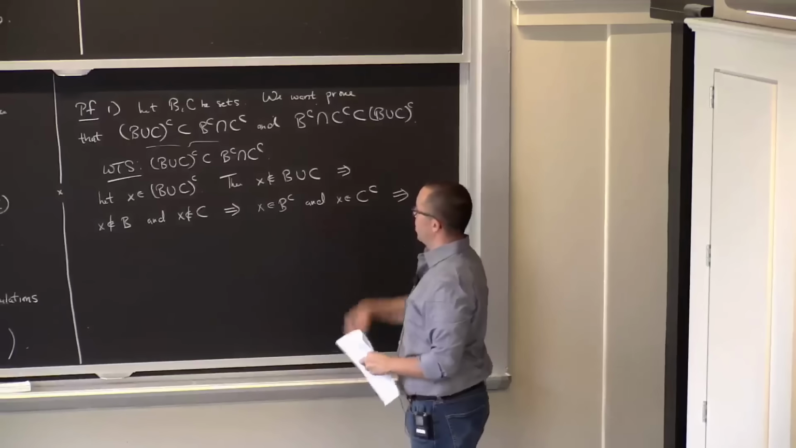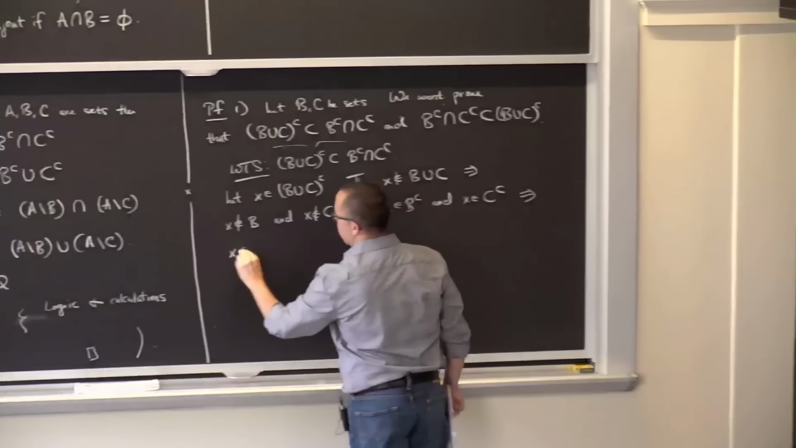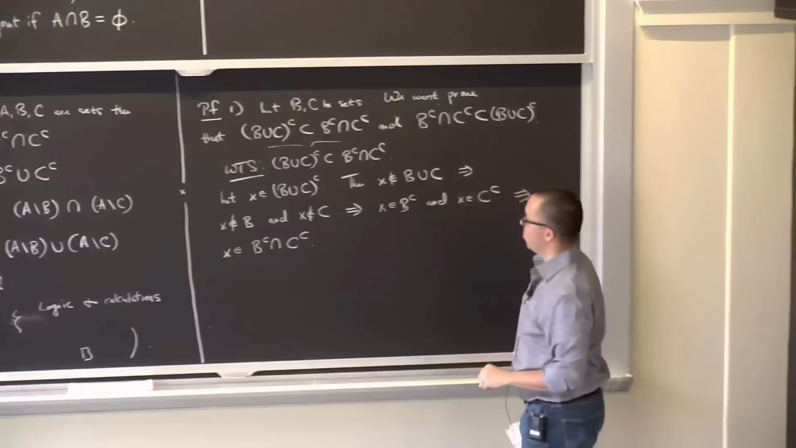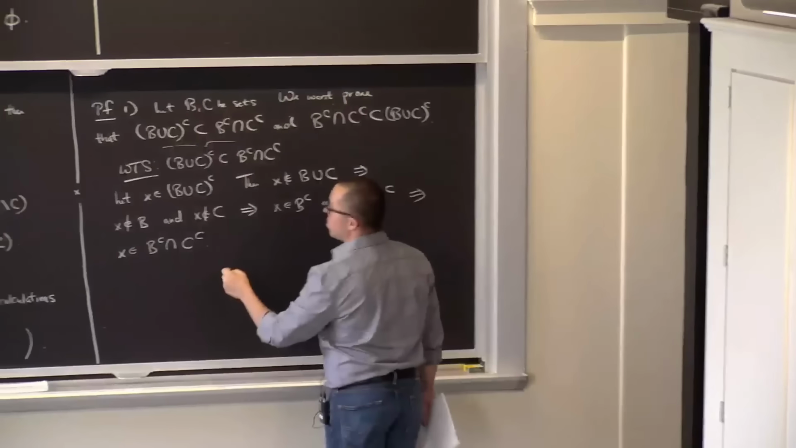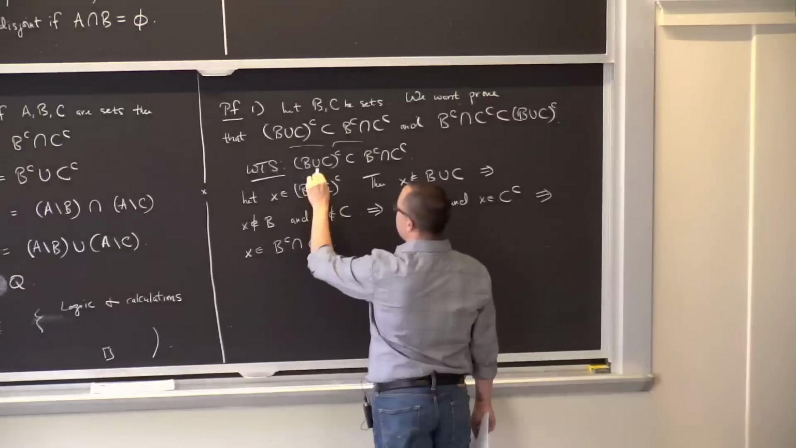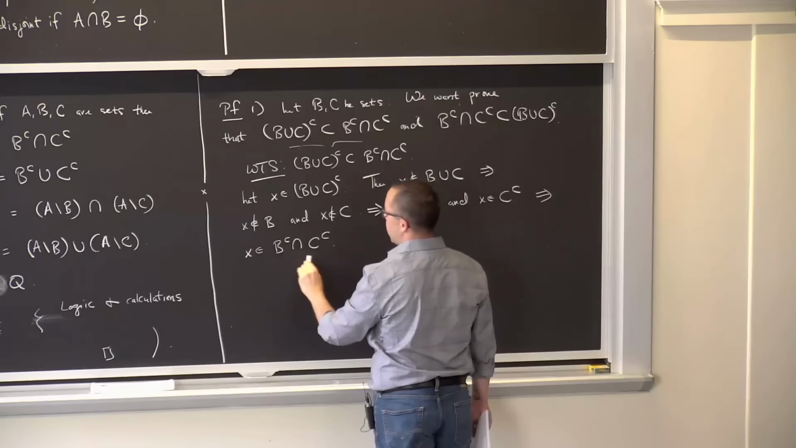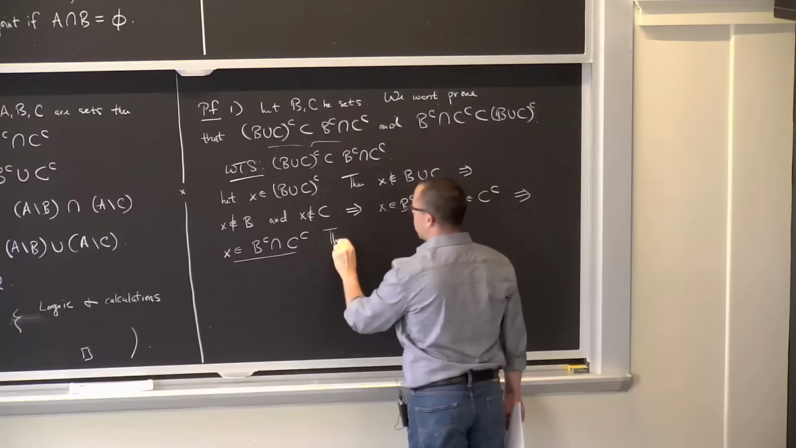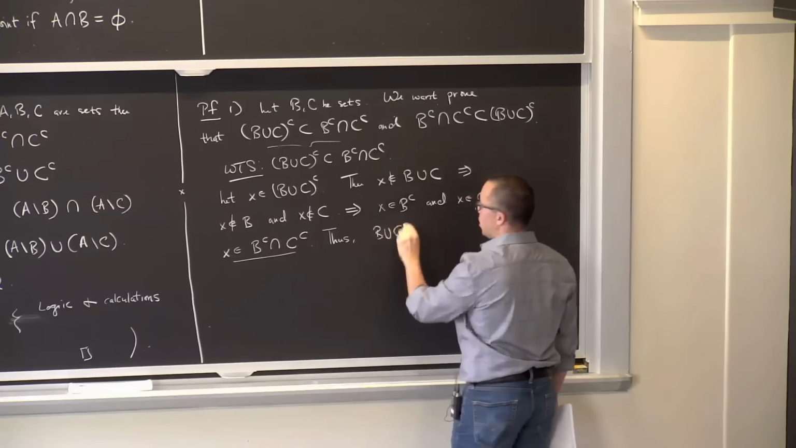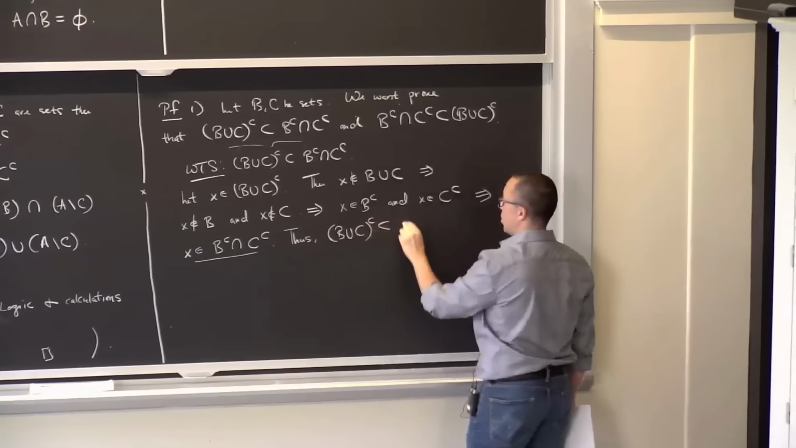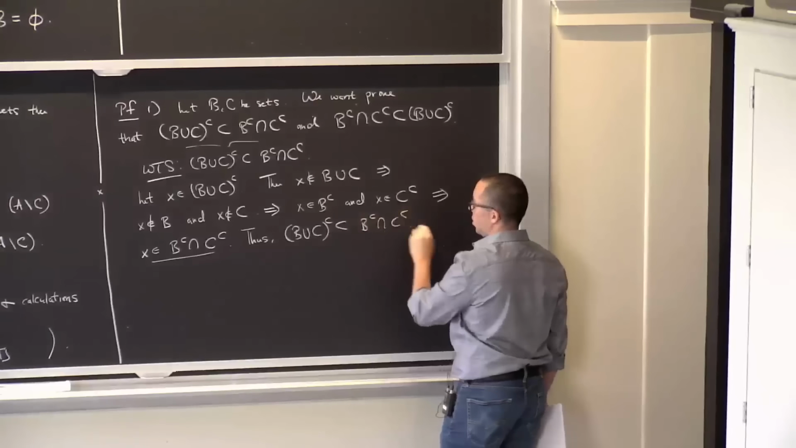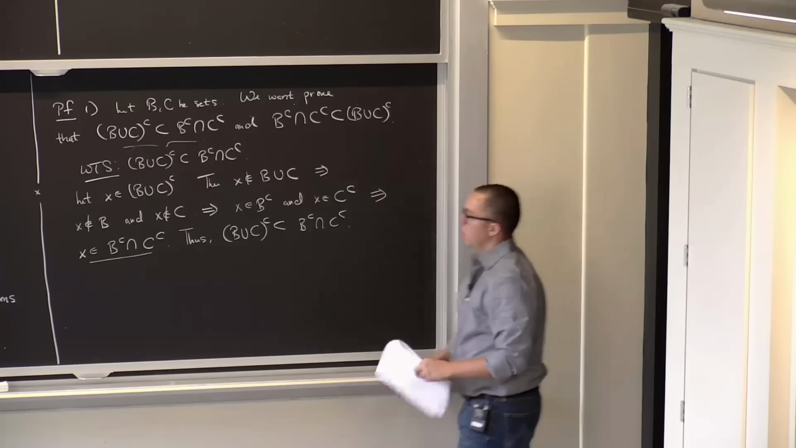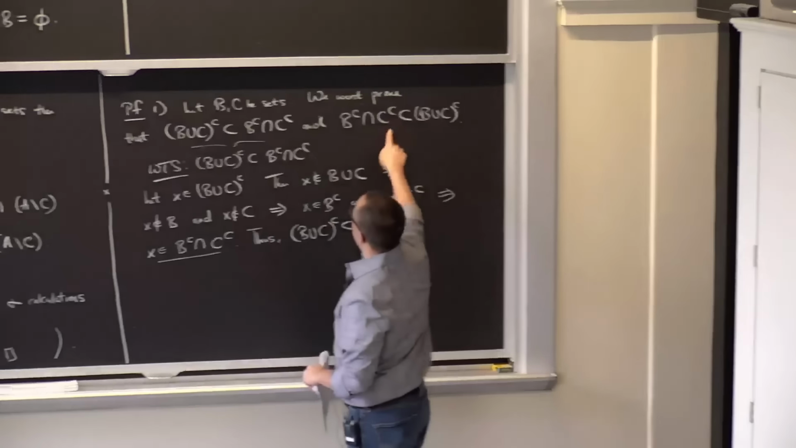But this, again, is simply the definition of X being in B complement intersect C complement. Okay? So you see, we started off with an element in this guy, and we showed that it's also an element of the right-hand side. So thus, B union C complement is contained in B complement intersect C complement. Now we want to do this other inclusion here.